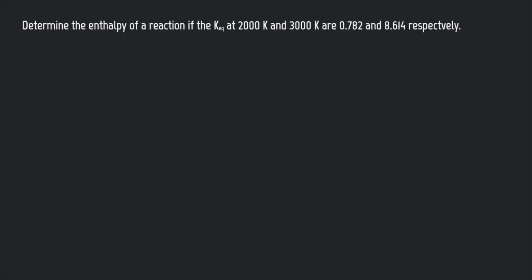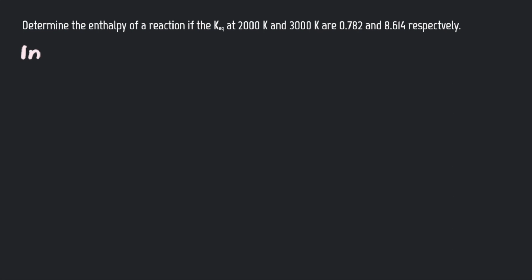Question number 2. Determine the enthalpy of reaction if the equilibrium constants at 2000 Kelvin and 3000 Kelvin are 0.782 and 8.614 respectively. Right, so this is a very straightforward question. So we just have to plug in the value inside the formula.